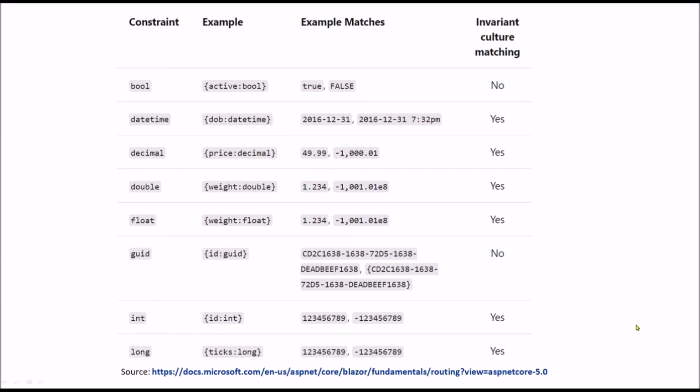Now, let's see some invariant culture matching, because this is related to route constraints. Constraints enforce type checking in the URL. Therefore, you may see which elements have invariant culture and whether the type checking is matched or not matched.